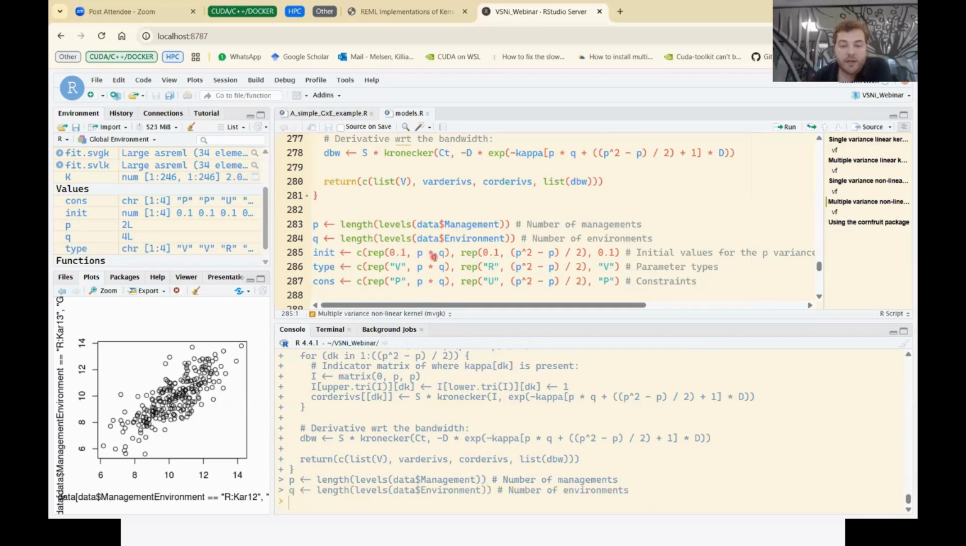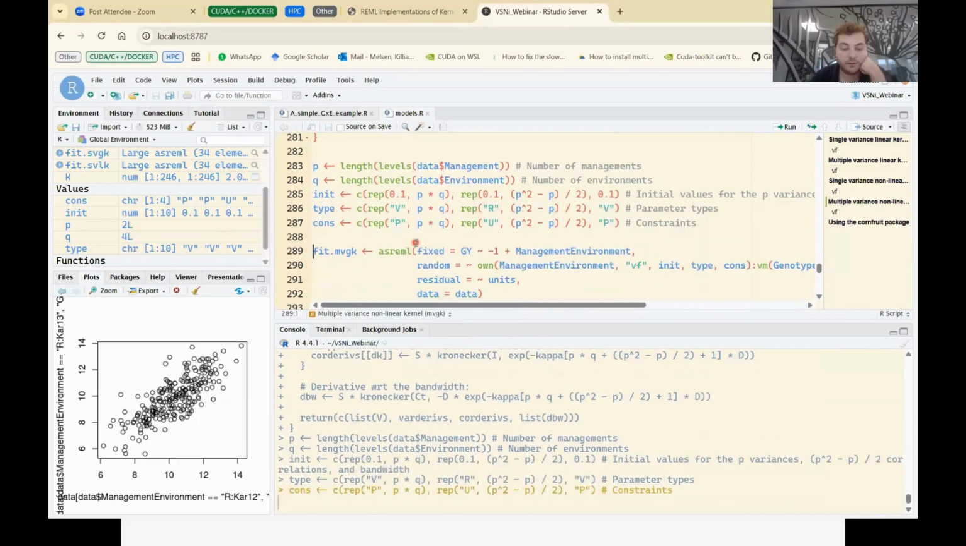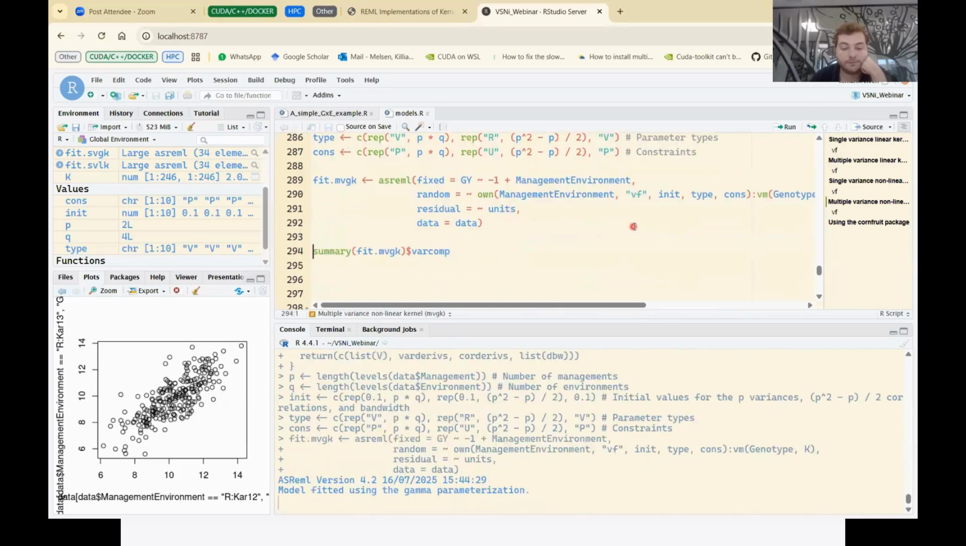We set the initial values again. So, we just use the number of management and environments because we will have a variance for each of those unique combinations, types, constraints, and then we'll fit the model again.